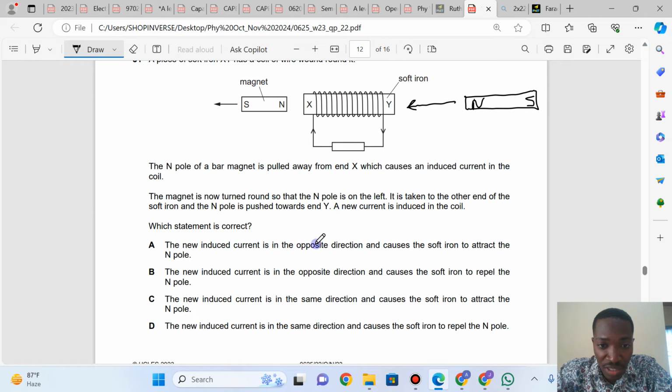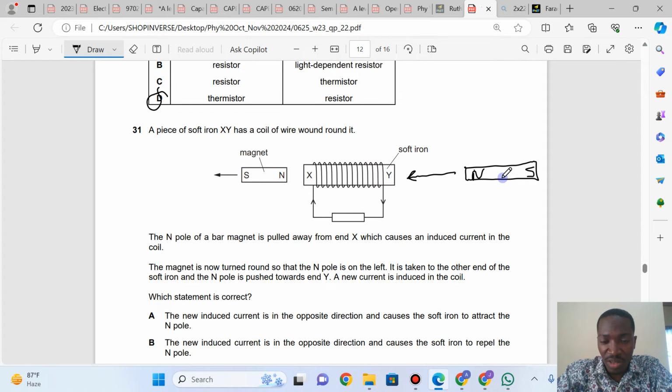The new induced current is in the opposite direction, no. The new induced current is in the same direction and causes the soft iron to attract the north pole. Now let's analyze. Is it causing the magnet to attract this pole? The polarity that will be induced here will be the one that will oppose the movement here. So here we are moving it towards the soft iron core. The polarity of magnet that will be here will be the magnetic pole that would oppose the movement of this magnet this way. And which pole is that?